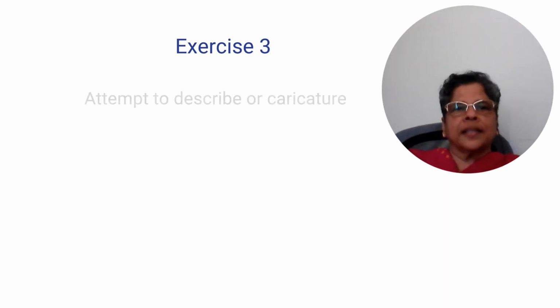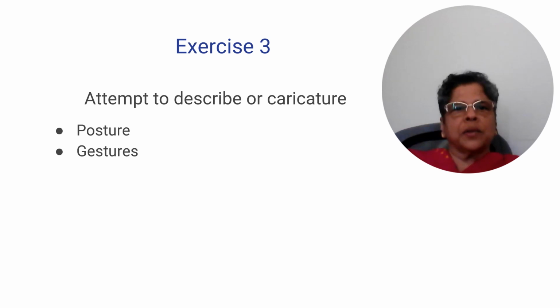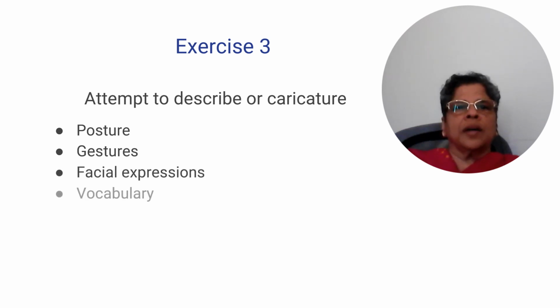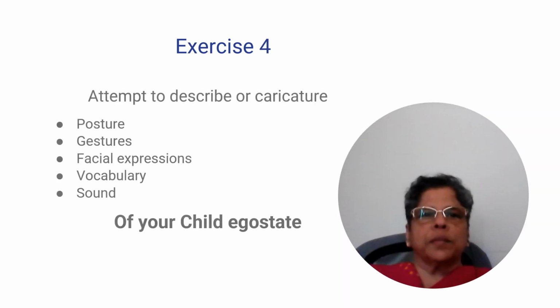This exercise is to help you to identify how you present with your adult ego state. Look at the posture, gesture, etc. Try to draw it in a caricature and capture the sound you use and the words you use when you use your adult ego state. Now attempt to recapitulate your child ego state with the postures, gestures, vocabulary, words, and your facial expressions.